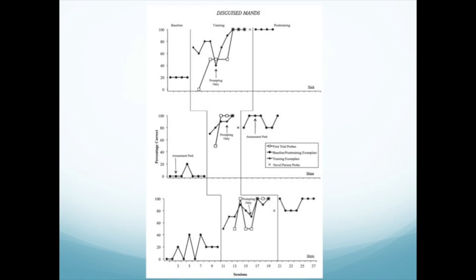During training, there was an immediate increase in correct responses to training exemplars and a gradual increase in correct responses to first trial generalization probes. The mastery criterion was met in 10 sessions after 12 exemplars were trained. During the novel person probe and post-training sessions, Nick responded with 100% accuracy.